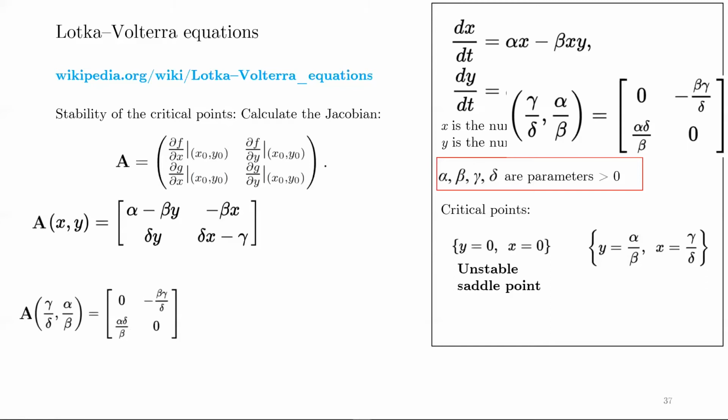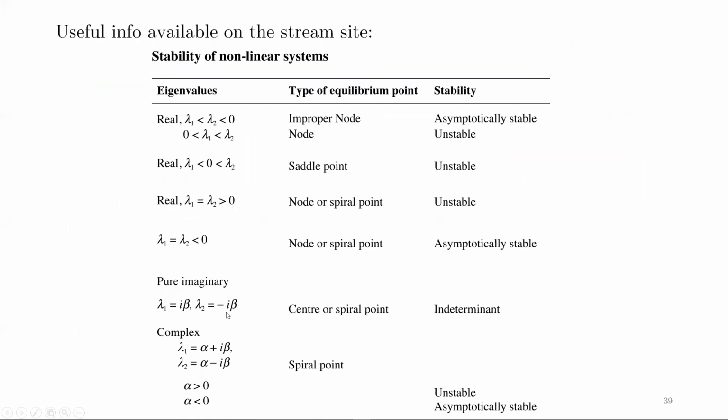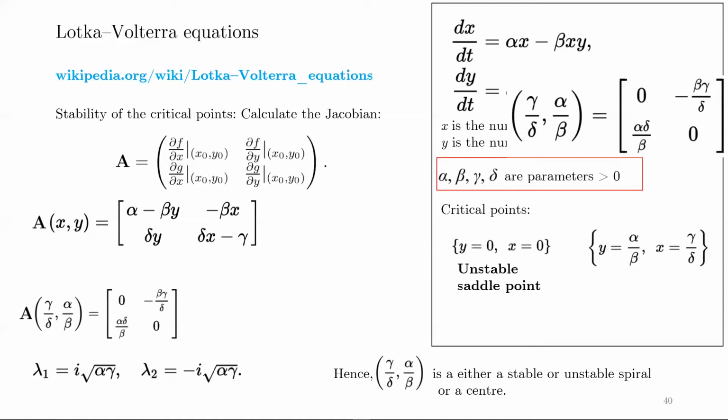You can evaluate the eigenvalues of this 2 by 2 system and find actually that we get complex conjugate eigenvalues. Okay, and these are the values of the complex conjugate eigenvalues. Again, remembering that alpha and gamma are both positive constants. And in fact these are pure imaginary eigenvalues for this matrix. So if I look at my useful information on the stream site, I get an indeterminate stability. I get a center or a spiral point of indeterminate stability. So either a stable or unstable spiral or center.